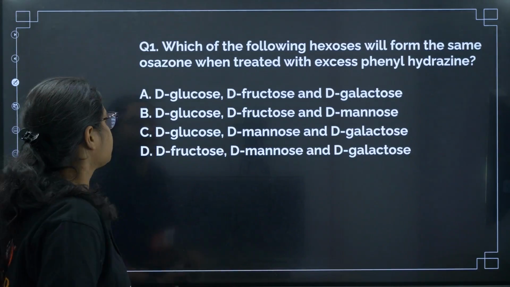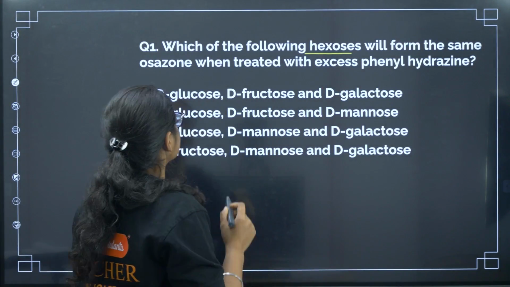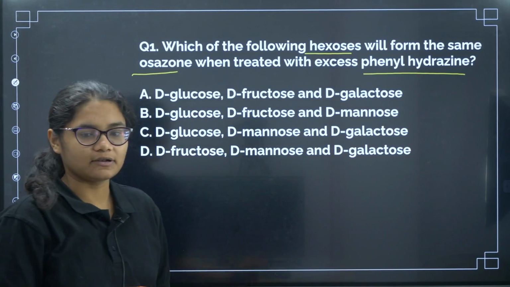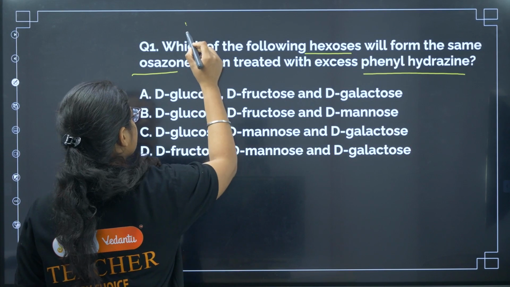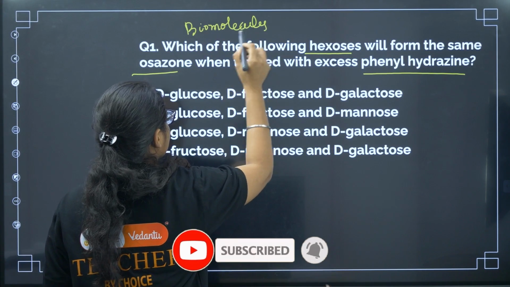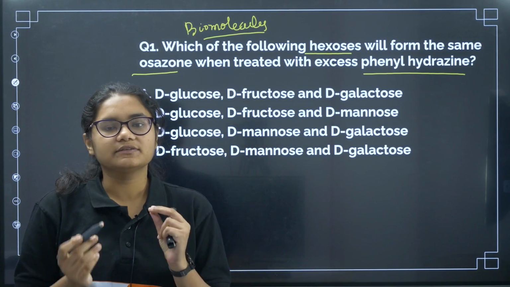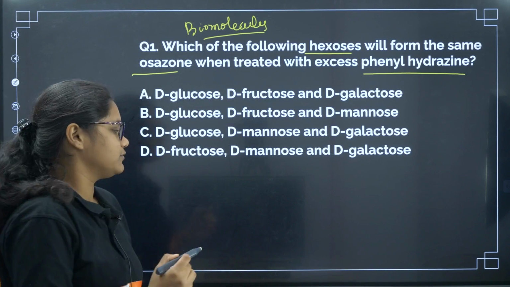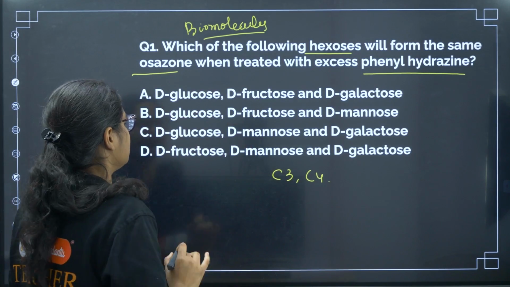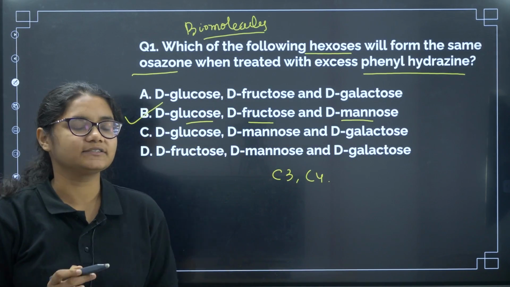Okay. So coming to the first question: which of the following hexoses will form the same osazone when treated with excess phenylhydrazine? This is one of the very important questions from the chapter Biomolecules. Now if you see here, when we treat with excess phenylhydrazine, osazone is formed. This type of osazone can be formed if the configuration of carbon 3 and carbon 4 are the same. This is there in your glucose, fructose and mannose. So the correct answer for this question is option number B.